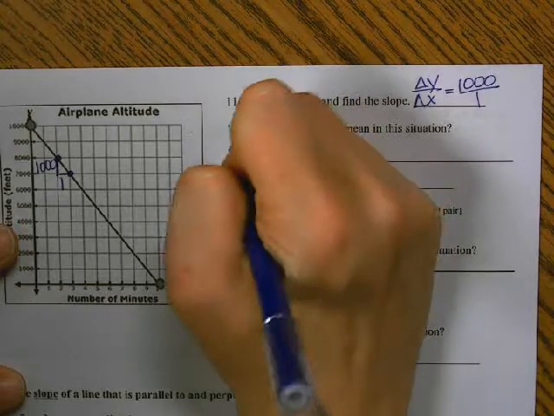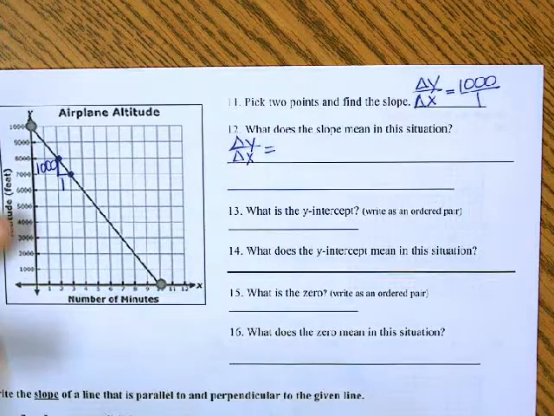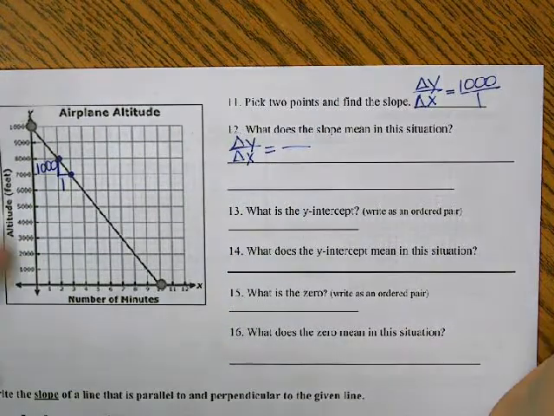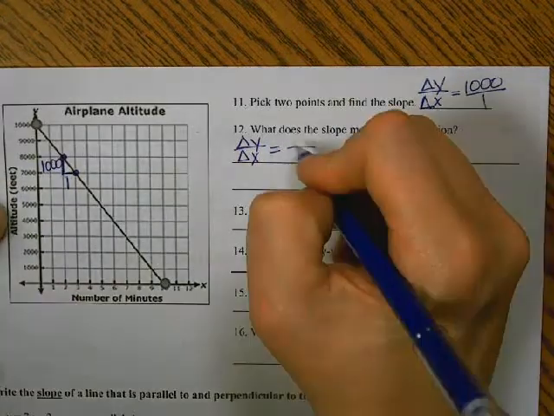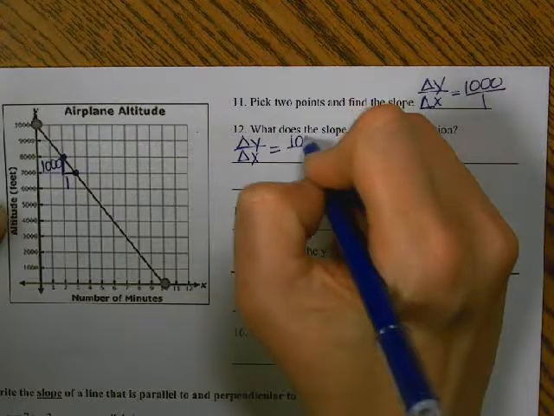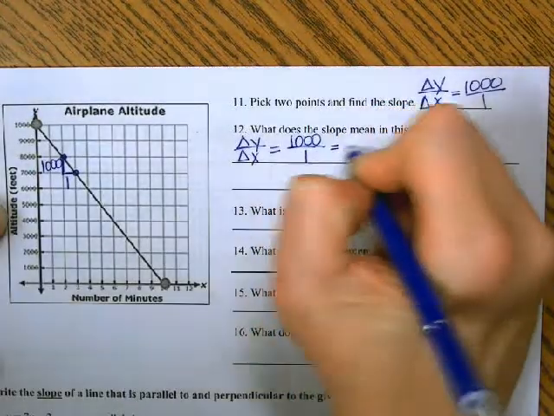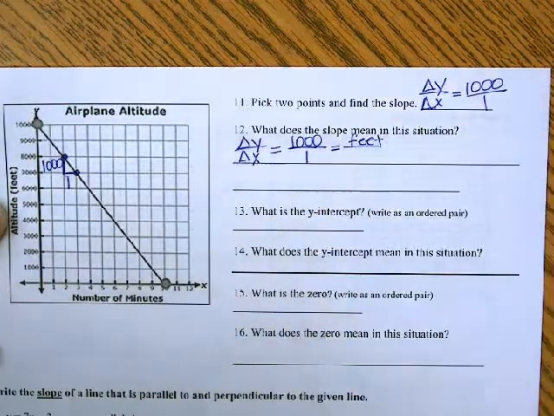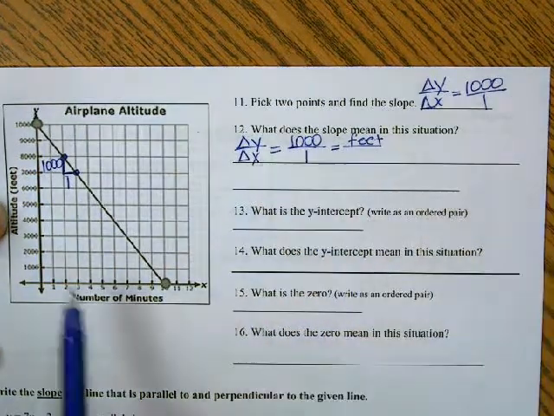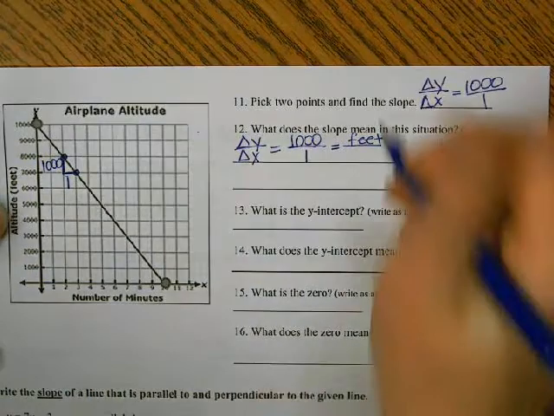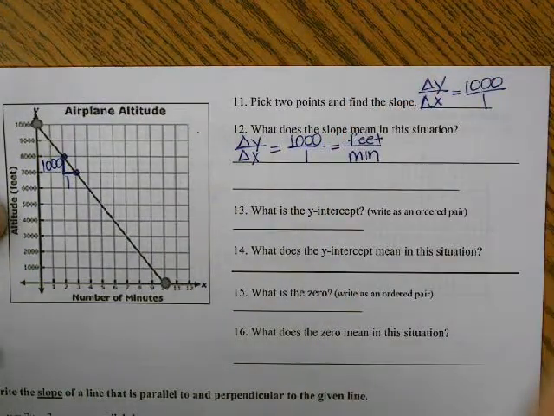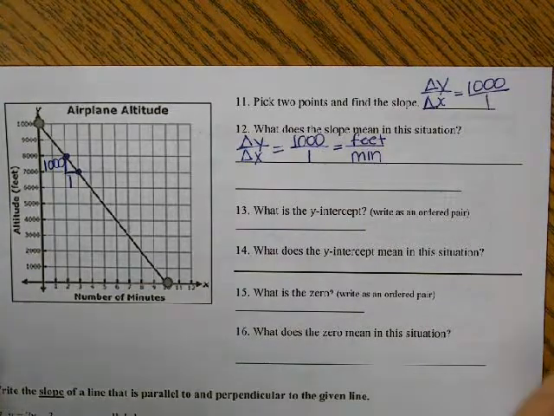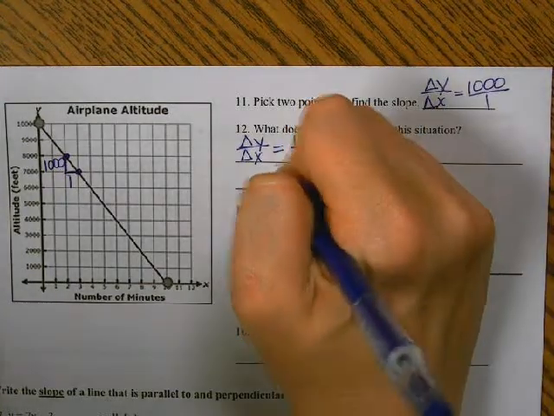The next question says, what does the slope mean in this situation? So change in y over change in x. Remember, to find what the slope means, we write this, and then we write, what does the y mean? Well, the y means altitude in feet. Let me write the actual slope. 1,000 over 1. So we're going to put feet, and then what does the x stand for? Well, that's on the x-axis, and that stands for minutes. So this means that the airplane descends at 1,000 feet per minute.